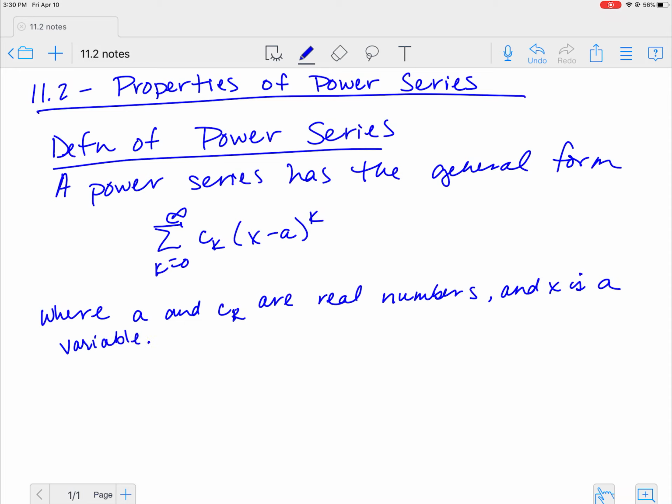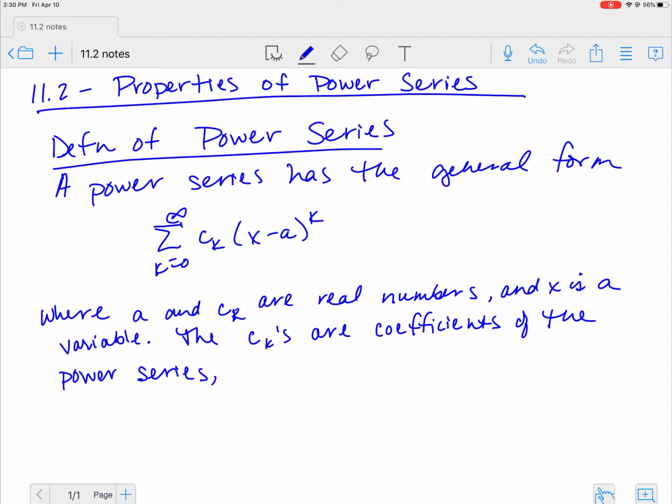Okay. The c sub k's are coefficients of the power series, and a is the center of the power series.